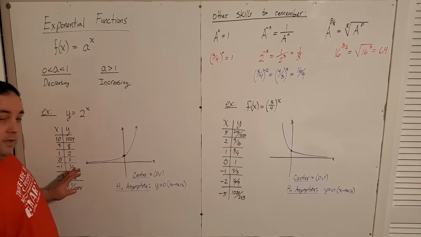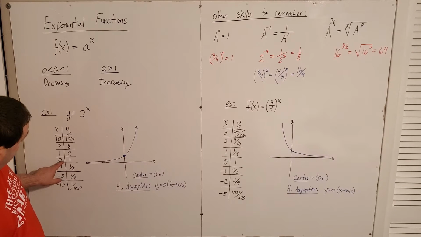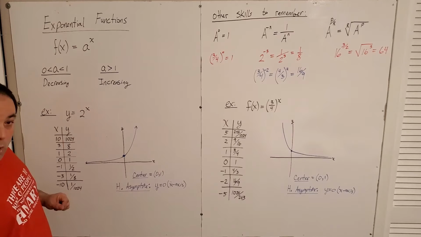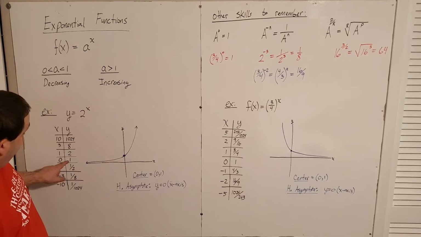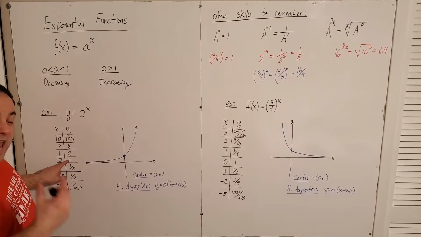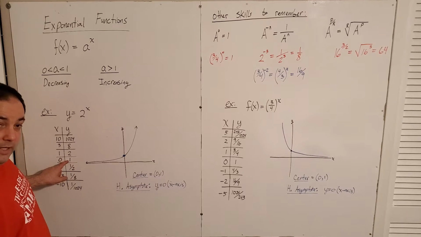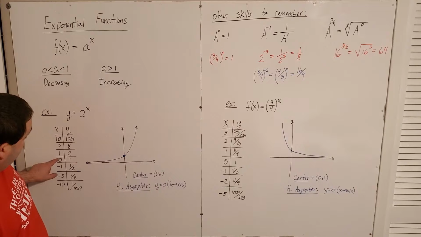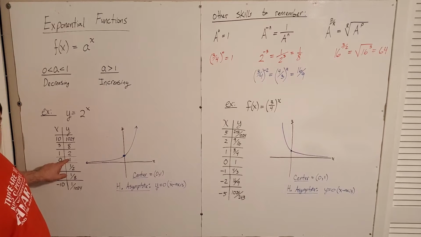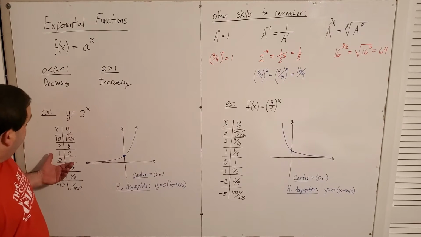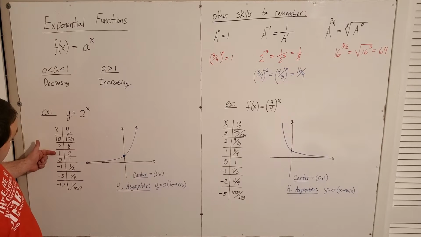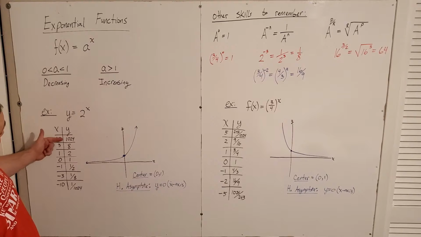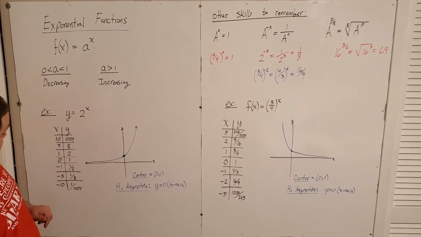So notice, importantly, when I plug in 0, I get 1, right? 2 to the 0 power is 1. And that's important because that's literally going to happen on every basic exponential function, okay? As long as it's not shifted or anything like that, anything to the 0 power is going to be 1, right? And then, of course, from there, if I plug in 1, 2 to the 1 is 2, 2 to the 3 power is 8, 2 to the 10 power is 1024, okay?